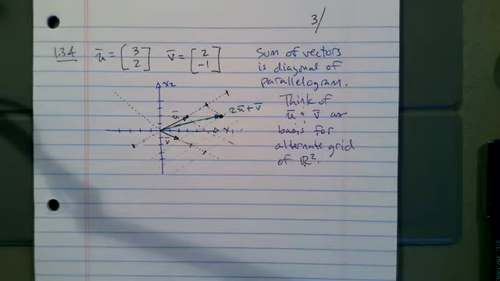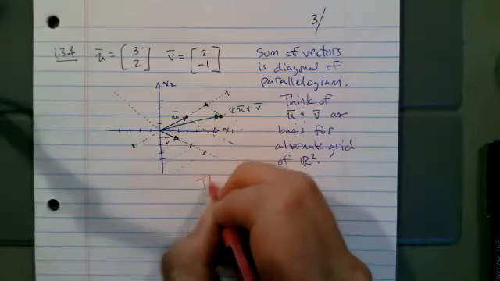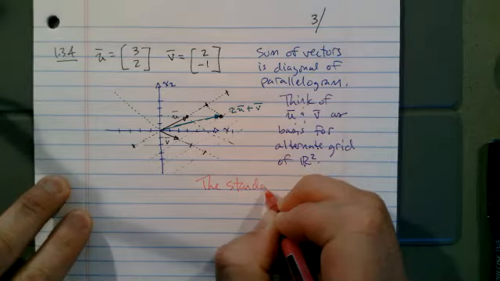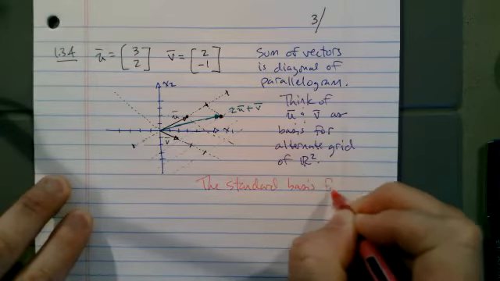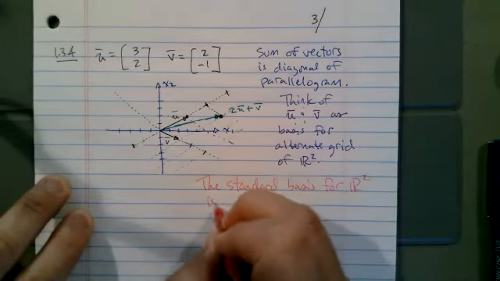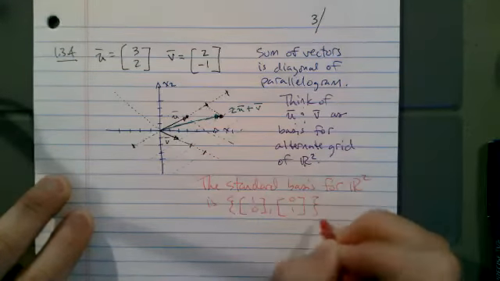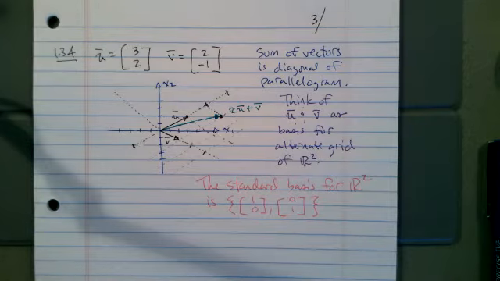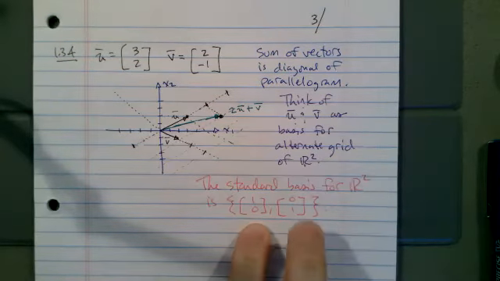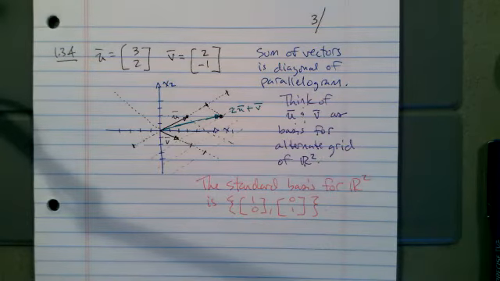Since we can cover everything in R2 with U and V, we have another basis for R2. Going one step further, the standard basis for R2 is the vectors 1, 0 and 0, 1. This is the standard basis because it's really easy to write everything in terms of the vectors 1, 0, and 0, 1. 3, 2 is going to be 3 of the first one plus 2 of the second one. That's why it's our favorite.